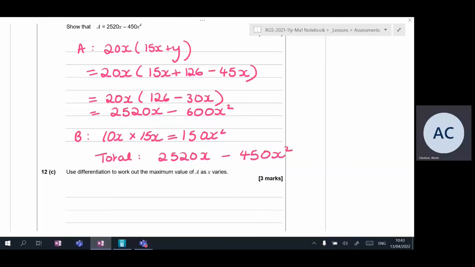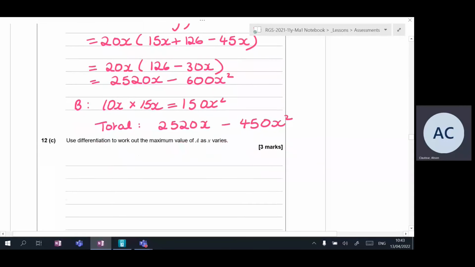Okay, so part C, use differentiation to work out the maximum value of A as x varies. So as soon as you see the word maximum, you should be thinking about differentiating. So I want to differentiate A with respect to x. So that gives me 2,520 minus 900x.